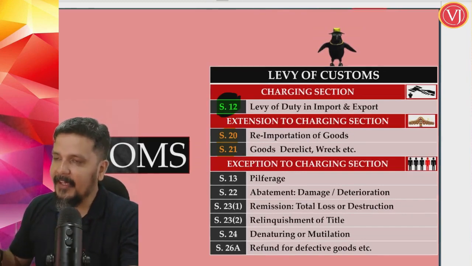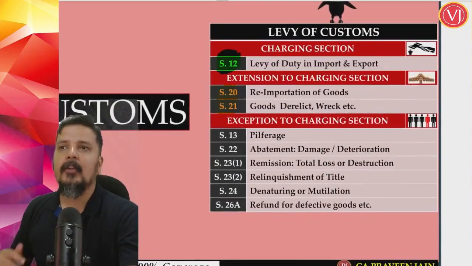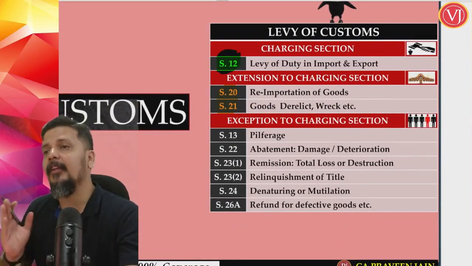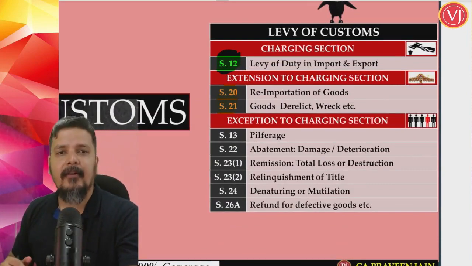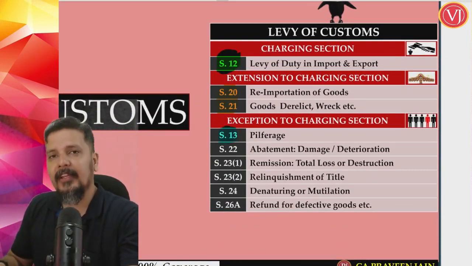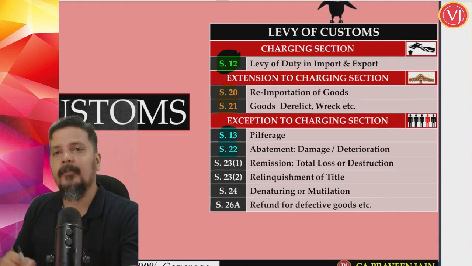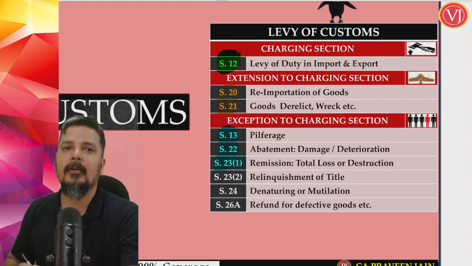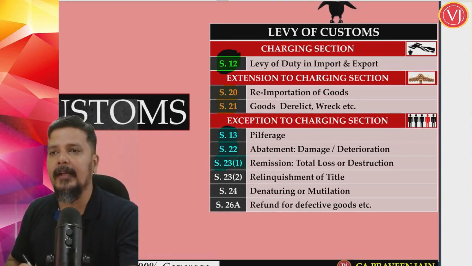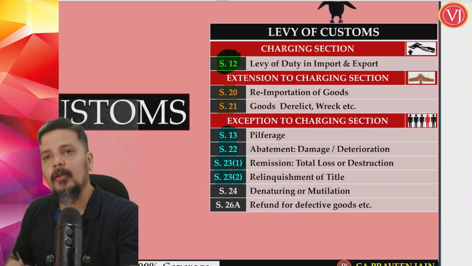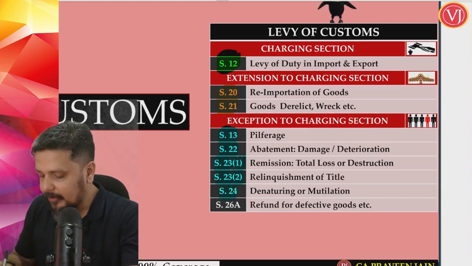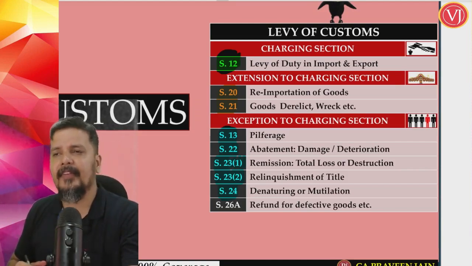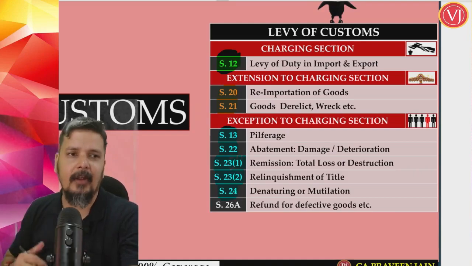Then the exceptions to the charging section, where you'll find certain different concepts. Levy will be there, but collection will not be there or will be at a lesser value. Pilferage loss, section 13. Abatement for damaged goods, section 22. Remission for lost or destroyed goods, 23.1. Relinquishment, section 23.2. Denaturing, section 24. And finally, we will touch on refund in section 26A, but that would be once we are done with all these points.